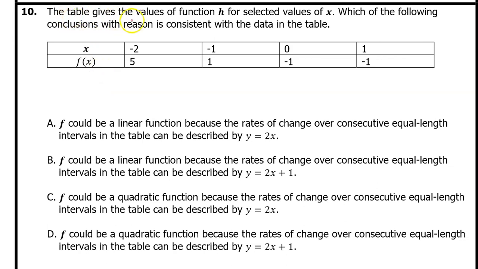Number 10, the table gives the values of function h for selected values of x. Which of the following conclusions, with reason, is consistent with the data in the table? Two of the options say that the function could be linear, and two of the options say that the function could be quadratic. Let's clear that up first.